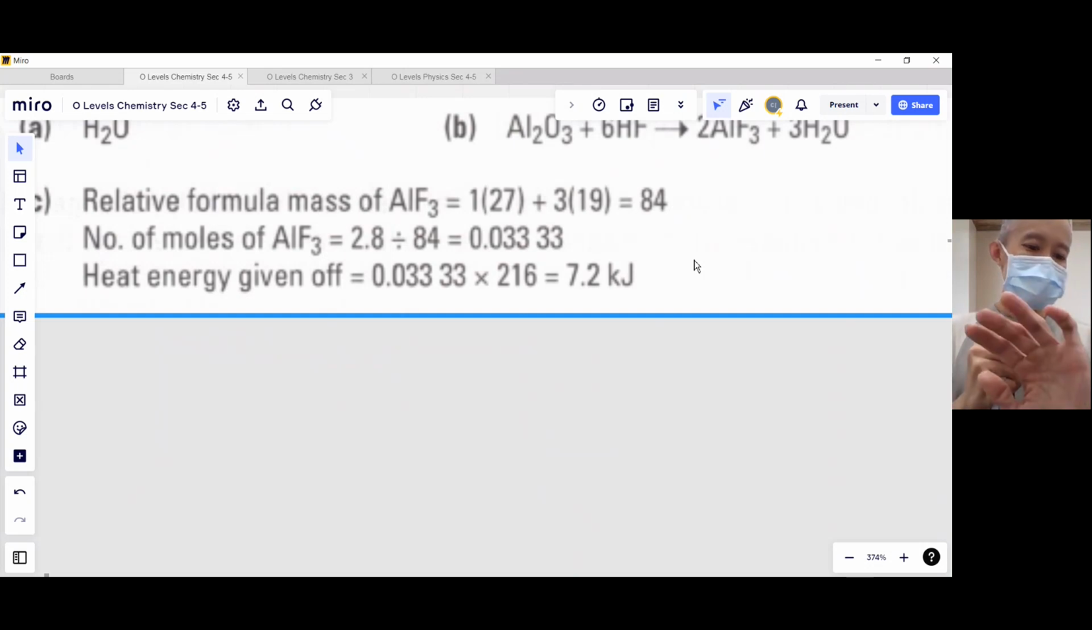Questions? No? All right, take note. The next page is for your homework. Don't be tricked. Relative formula mass means Mr. Because it's an ionic compound, they call it relative formula mass.